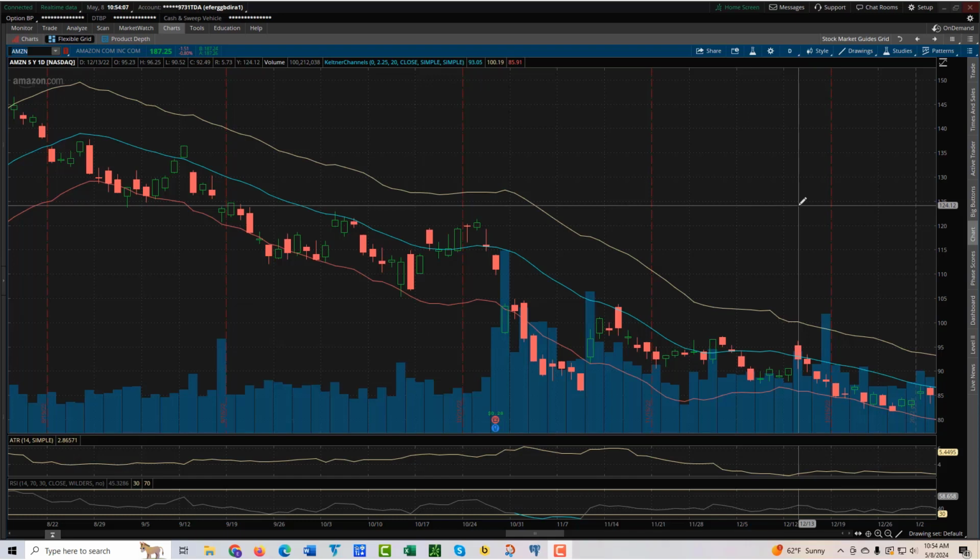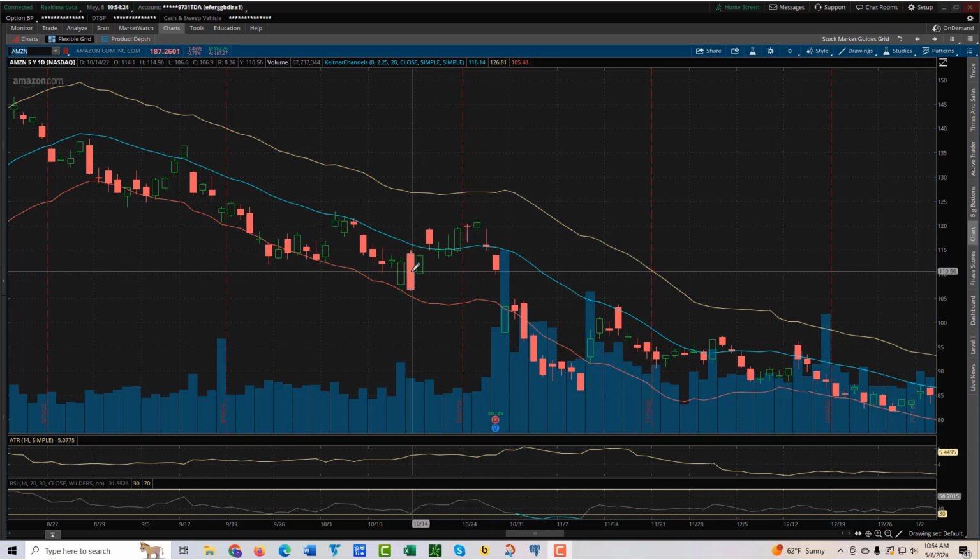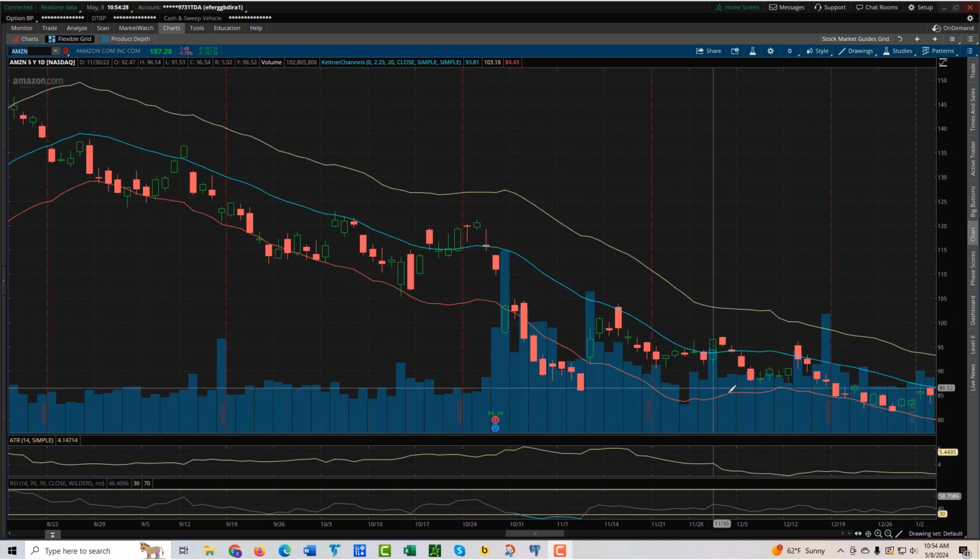Now, there's a lot of different ways to define a downtrend. So you can look at it in different time frames over different periods of time. So for example, I'm looking at a daily chart right now where each price bar represents one day of price activity. And this is going from August to December or so. So this is over a 4-month period.